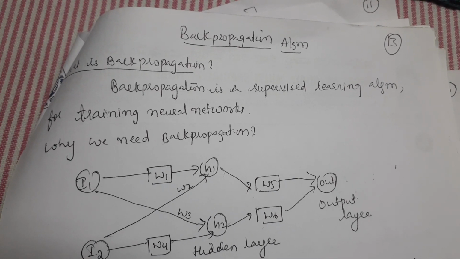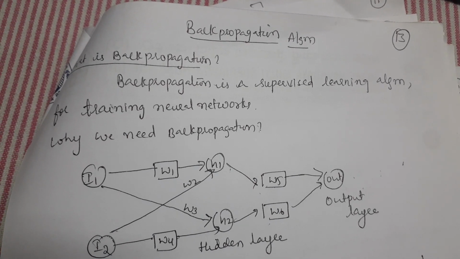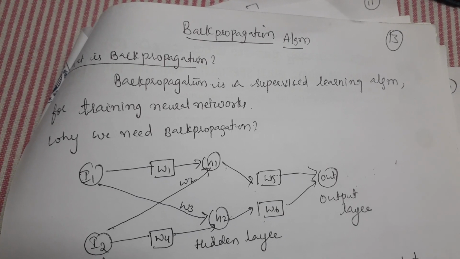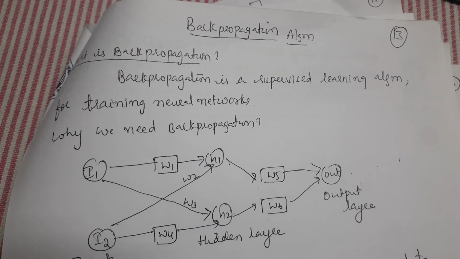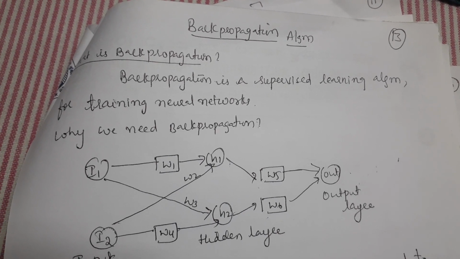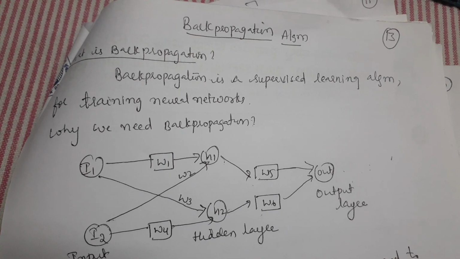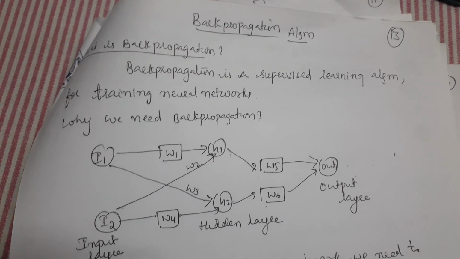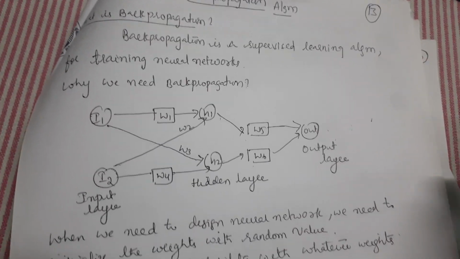The next topic is the backpropagation algorithm. So let us see what backpropagation is. Backpropagation is a supervised learning algorithm for training neural networks. In the previous three videos, I've already discussed neural networks. It is the fourth part of the artificial neural network. So let us see why we need backpropagation.